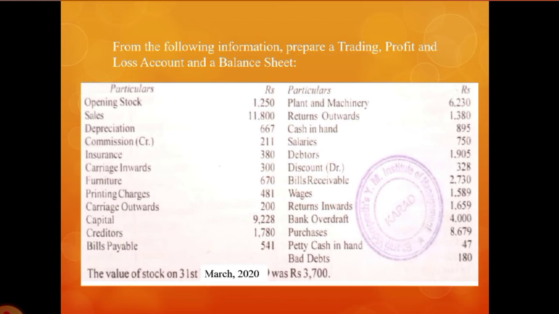Bills receivable are the amounts receivable by the business, and therefore it is a current asset of the business, and therefore it will be shown to the asset side of balance sheet. Wages are the direct expenses, and therefore they will be shown to the debit side of trading account.